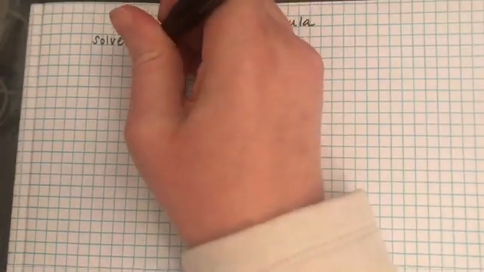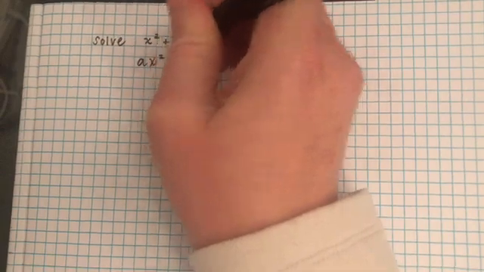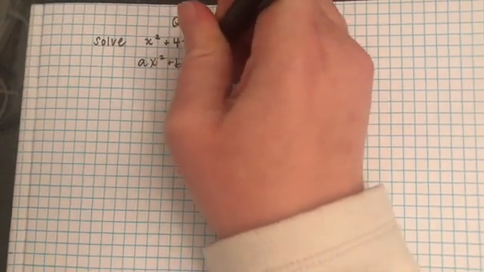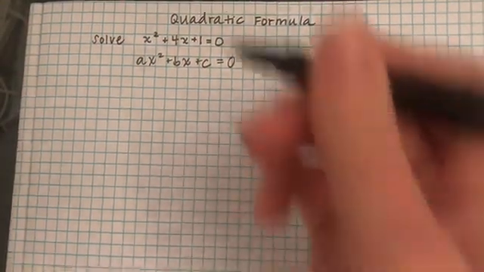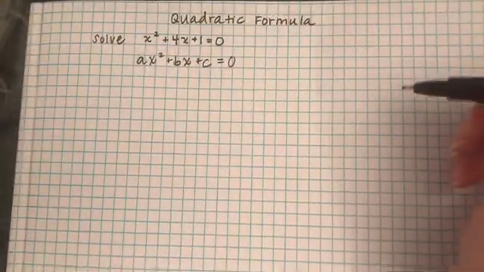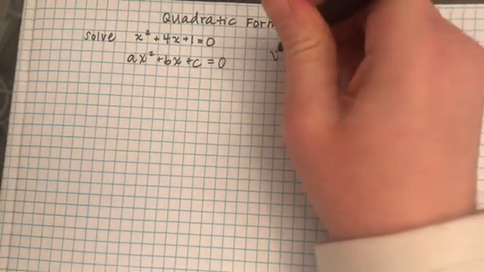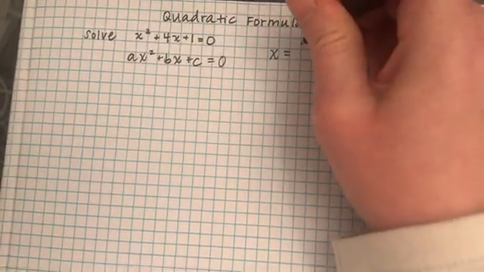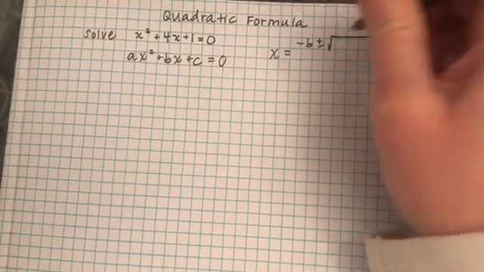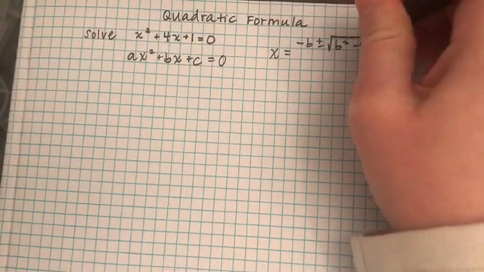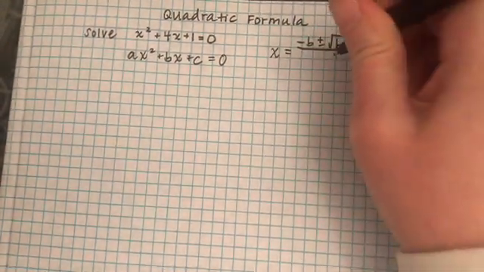So basically you need to have your equation written in this format, ax squared plus bx plus c. That means that everything needs to be set equal to 0, or y in whatever case. And then the formula looks like this. We're solving for x, and it's quite a complex formula. X equals negative b plus or minus the square root of b squared minus 4ac, all divided by 2a.